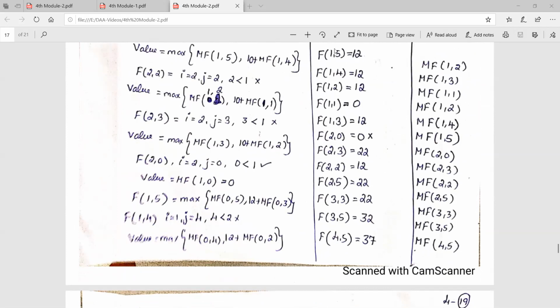Okay. So now we have considered the value for 1 comma 5. We have considered the value for 1 comma 4. We consider the value for 1 comma 2. So after considering these values, what we have to do? We have to go back up, and then we have to get the value for 2 comma 3. What is the value of 2 comma 2? And then 2 comma 5, 3 comma 3, 3 comma 5, 3 comma 4, 5.